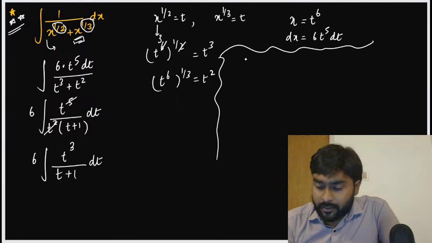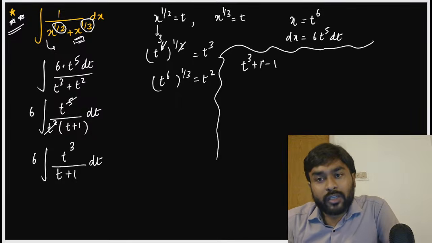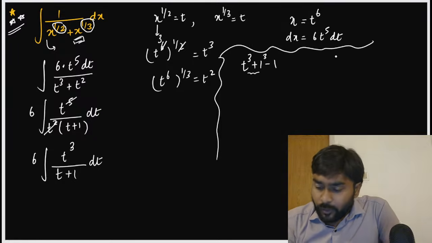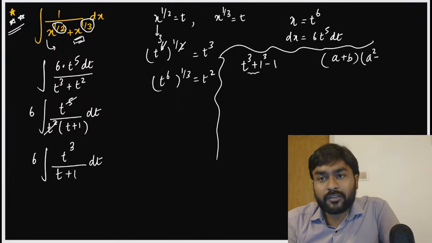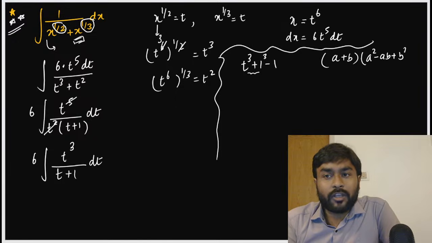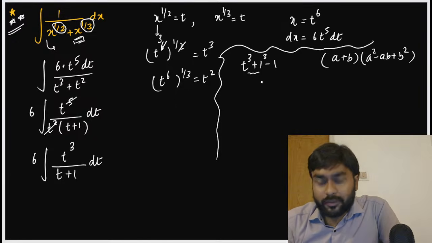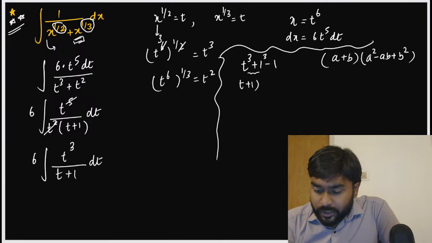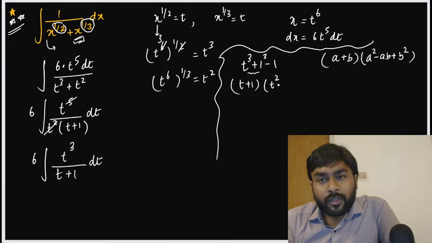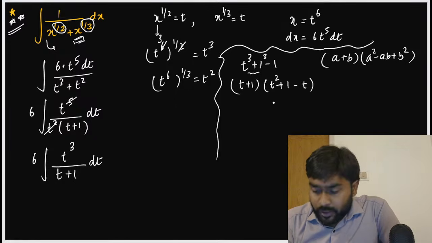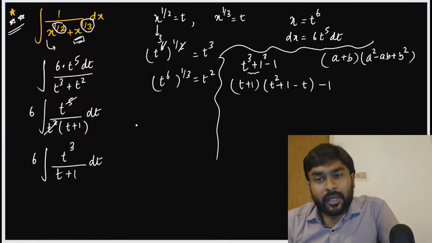t cube is here, correct? So I will do t cube plus 1 minus 1. Here I am applying a formula. Which formula? The a cube plus b cube formula. The formula says a cube plus b cube is a plus b, then a square minus ab plus b square. Correct? So a plus b is t plus 1. Then a square means t square, then b square means 1 square, and ab means t only. And here minus 1, all divided by t plus 1.